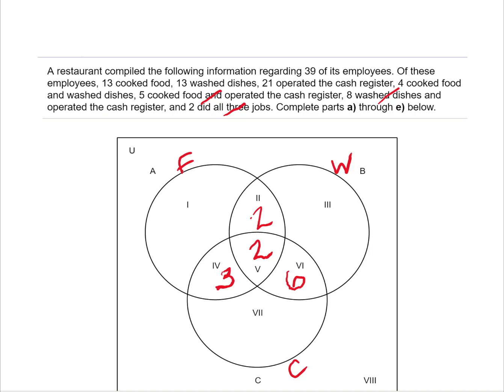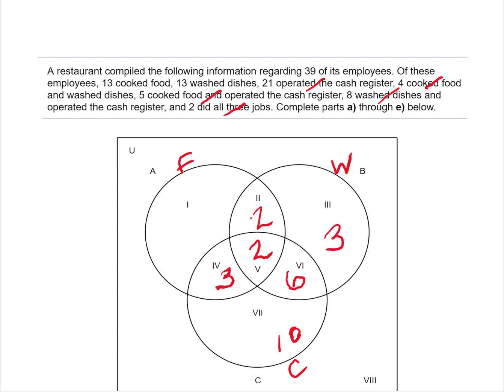Now let's go back out to the set itself, the large set. So let's go ahead and cross out the 4. So I've got 21 people total who operate the cash register, which is going to be all the regions down here, regions 4, 5, 6, and 7, but I've already put in 11, so if I subtract the 11 from the 21, I'm going to end up with 10 people here who only operate the cash register. So I'm going to cross that one out. 13 people wash dishes. I've already added in there 10. 6 plus 2 plus 2 gives me 10, so I'm going to have 3 people here who only wash dishes.